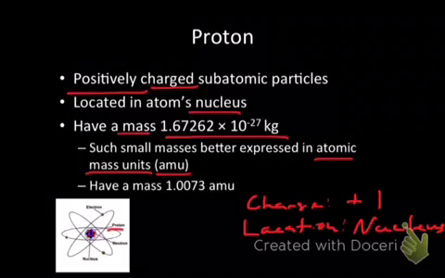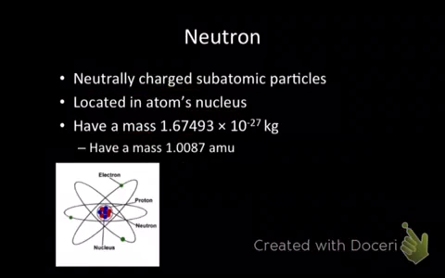So instead of working with the mass of a proton in kilograms, we're going to start using this mass called atomic mass units that we'll talk a little bit more about later. But what you've got to know now is that protons have an atomic mass of about 1.0073 AMU. So we're going to say that their mass is just about 1 AMU.